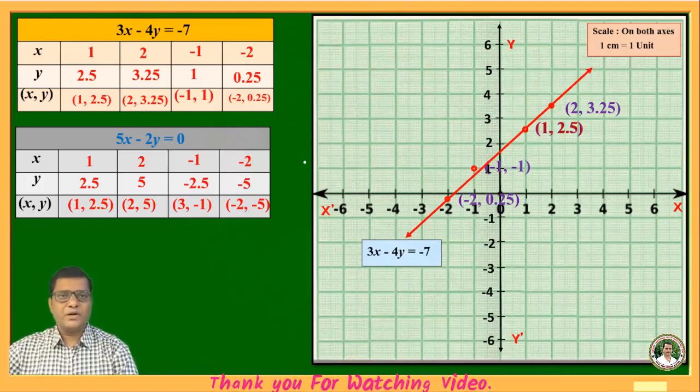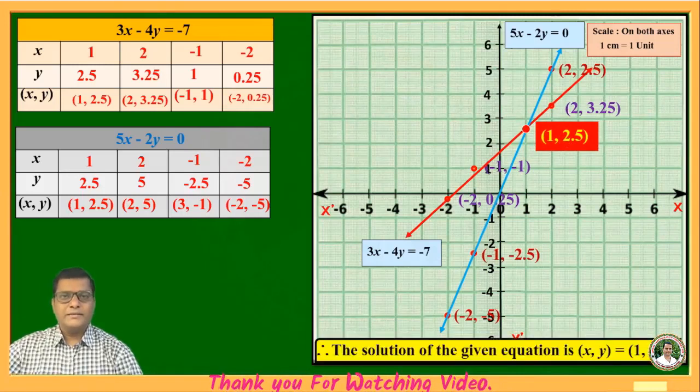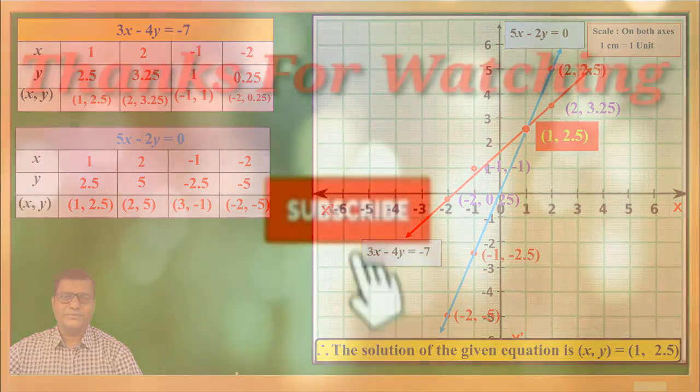Similarly, you can plot the points of equation 5x minus 2y is equal to 0. These points will come like this way. Through these points, draw a line passing through it. And this is the graph of 5x minus 2y is equal to 0. These 2 graphs intersect at point 1 and 2.5, and this is the solution of given simultaneous equation. Therefore, the solution of given simultaneous equation is x, y is equal to 1 and 2.5.